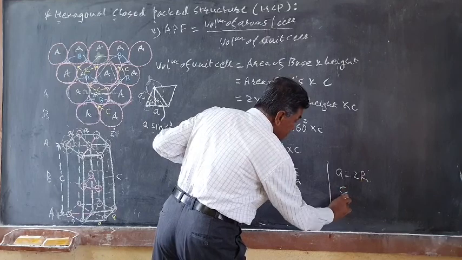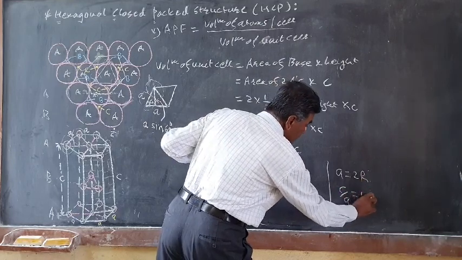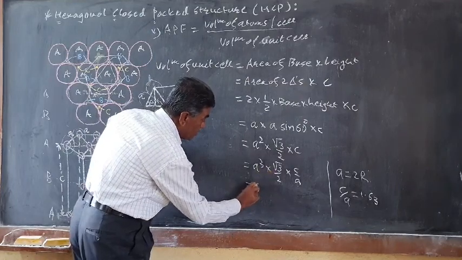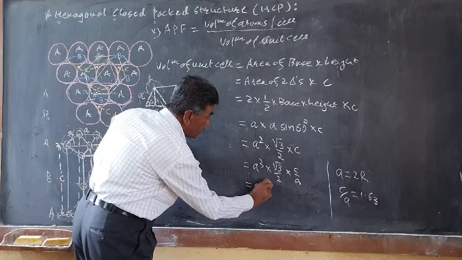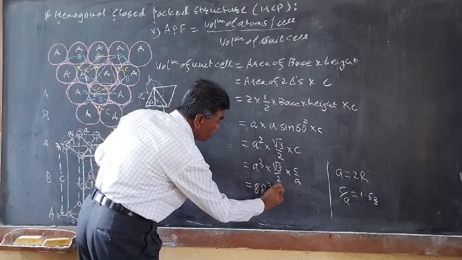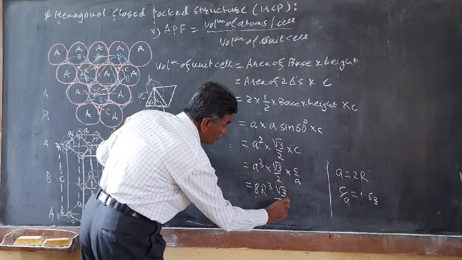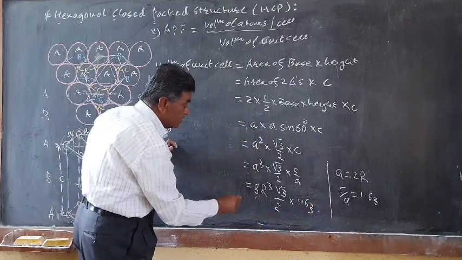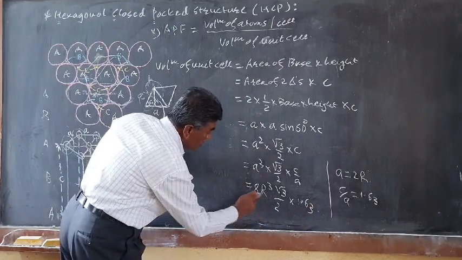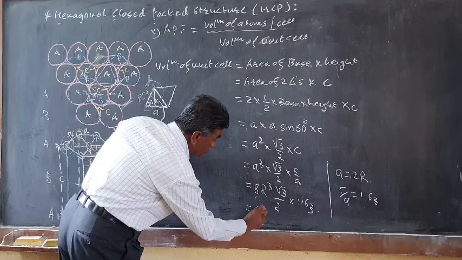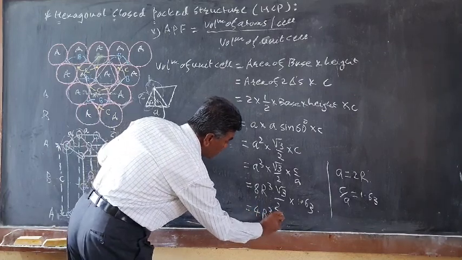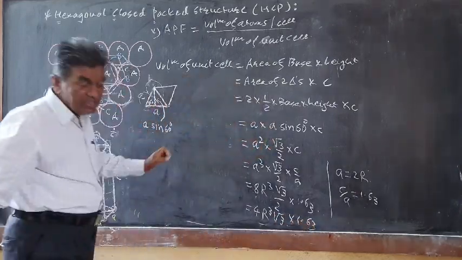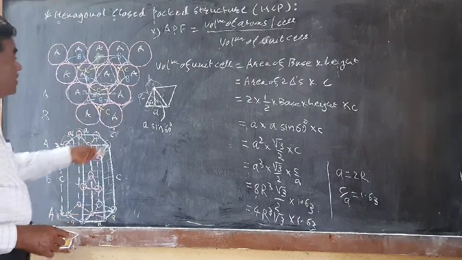And again we know the C by A ratio is constant, that is 1.63 here. So putting it here, A cube becomes 8R cube into square root of 3 divided by 2 into 1.63. So this will be equal to 4R cube square root of 3 into 1.63. So this is the volume of the unit cell.